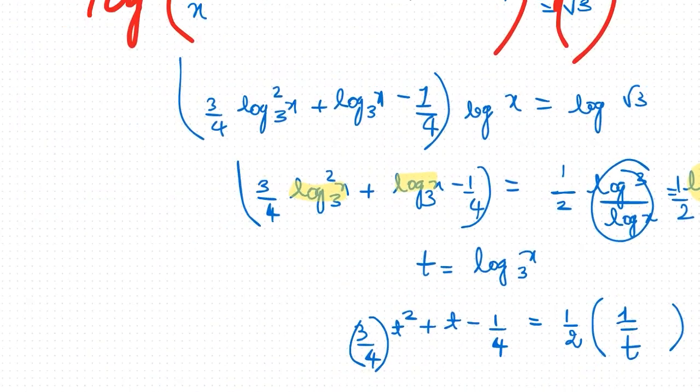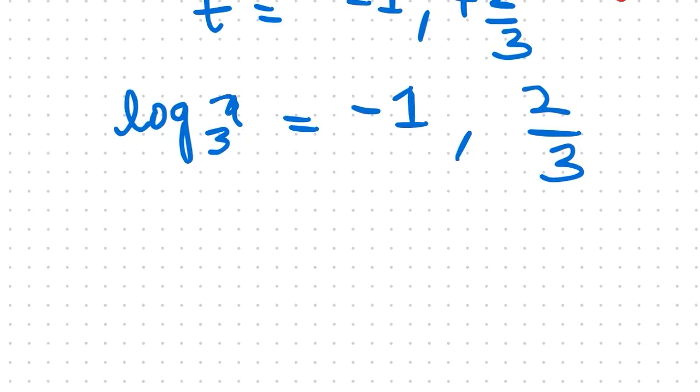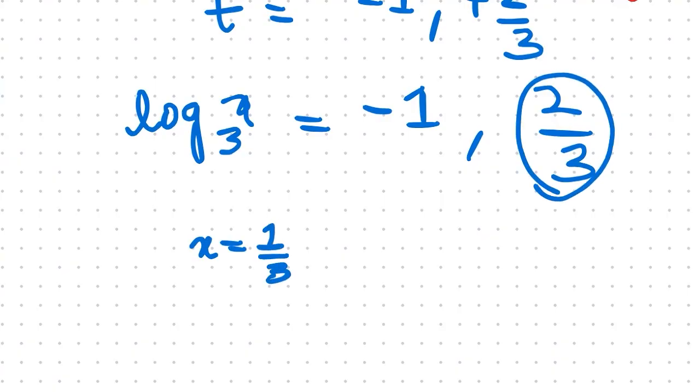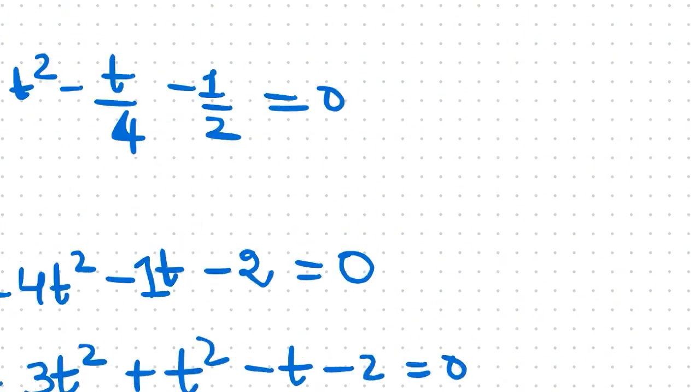Yeah. Okay, so the question was log x base 3, right? T. Log x, yeah. So now u equals minus 1 and 2/3. So for minus 1, the x value is 1 over 3. What about this? 3 to the power 2 over 3, which is the cube root of 9. Good. So these are the values of x.